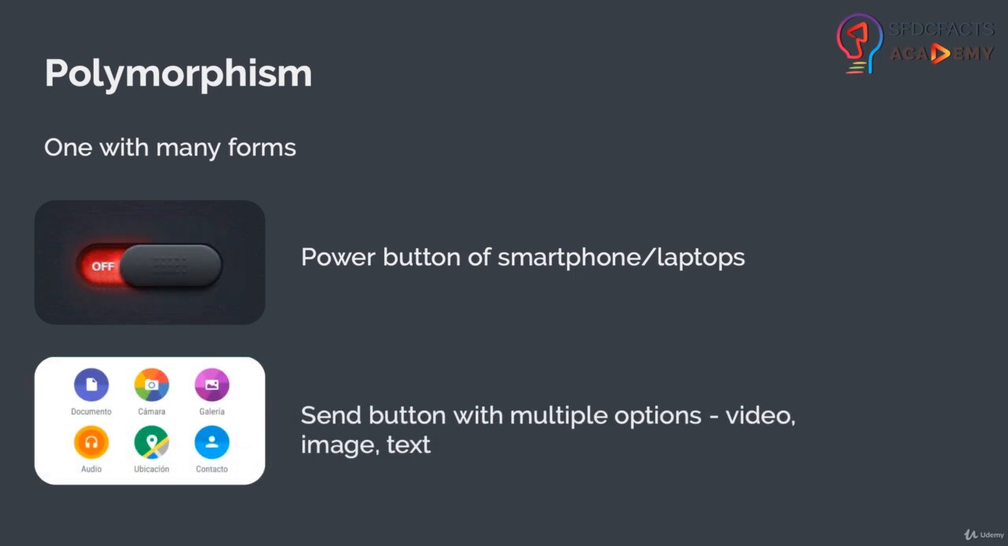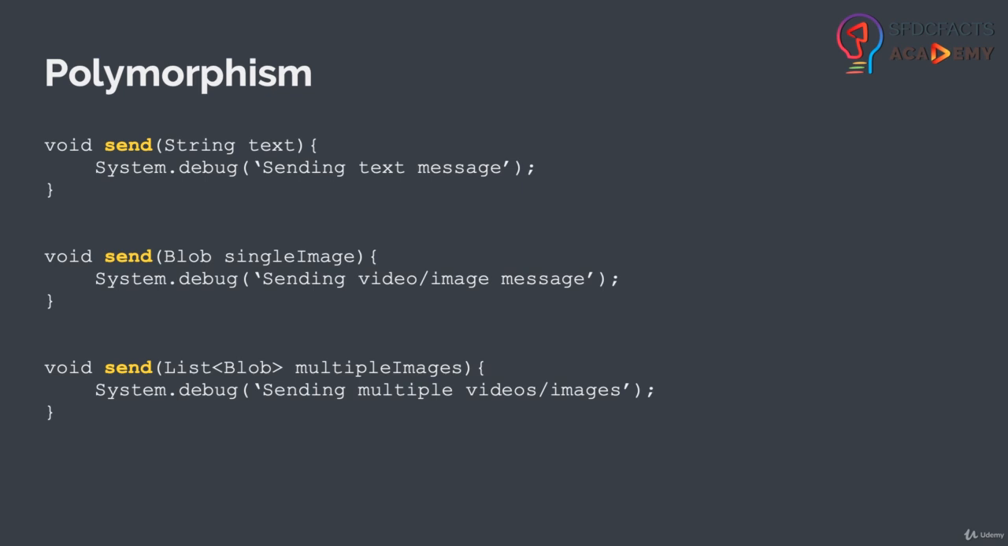Another example could be the send button in a chat application where you get different options to send different things. Like with one send button, you can also send the text. You can also send your audio, video and images as well. And now let's see how polymorphism looks in Apex. So it's all about giving multiple definitions to a method with the same name.